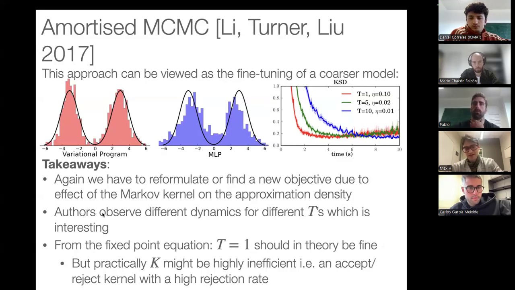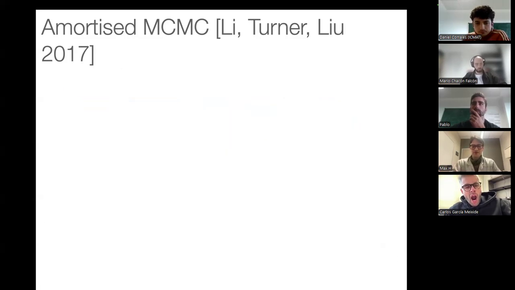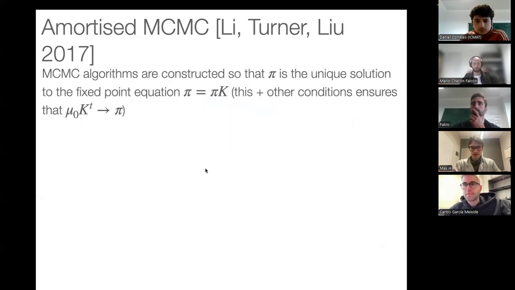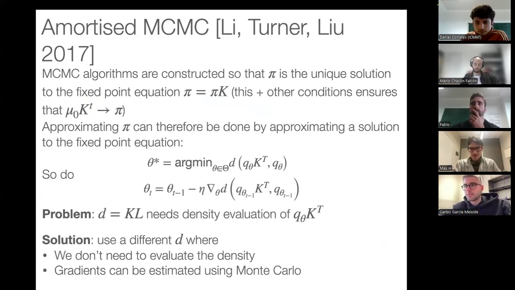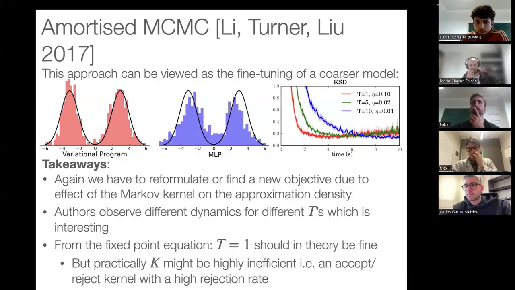Another interesting thing is that the authors observe different dynamics for different T's, which is shown in this plot, which I think is quite interesting. And from the fixed point equation from before, the fixed point equation just had T equals 1. But the authors use multiple values of T.